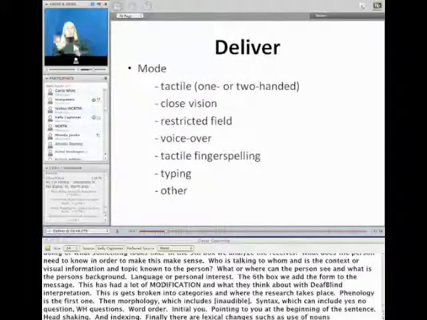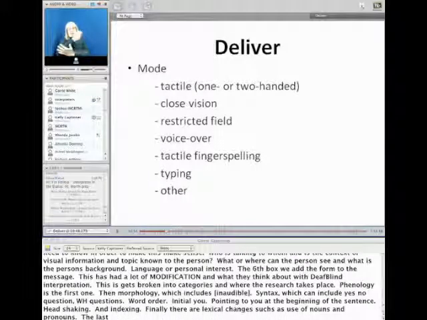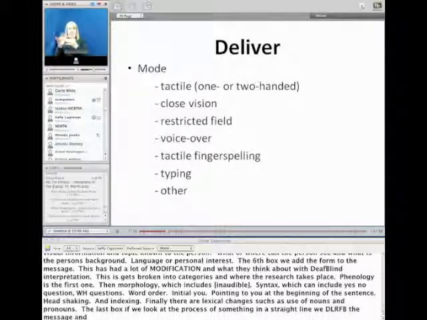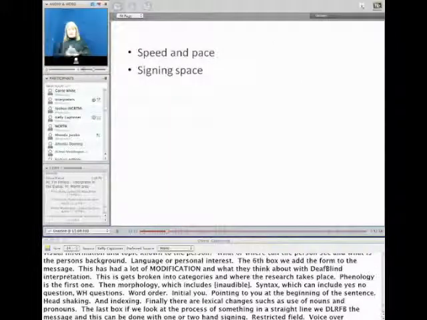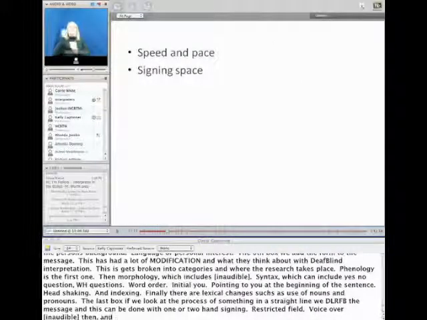And then in the last box, if we're looking at the process as something that happens in a straight line, we deliver the message. And this can be done with one- or two-handed tactile signing, close vision, restricted field, doing voiceover, tactile fingerspelling, typing, or some other way. And then, probably the most important of all, is speed and pace and finding space.